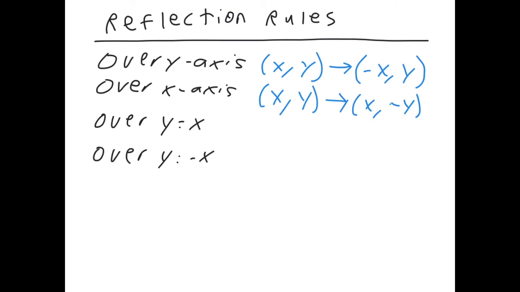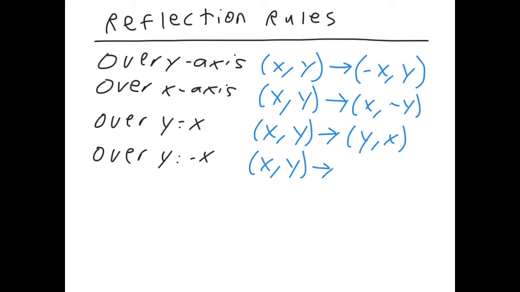Slightly different with the other two. If we have y equals x, then x, y will turn into y, x. So if you have the point 3, 4, and you reflect over the line y equals x, you will come up with the point 4, 3. And with y equals negative x, x, y turns into negative y, negative x. So not only do we switch the x and the y, but also we turn them both negative.